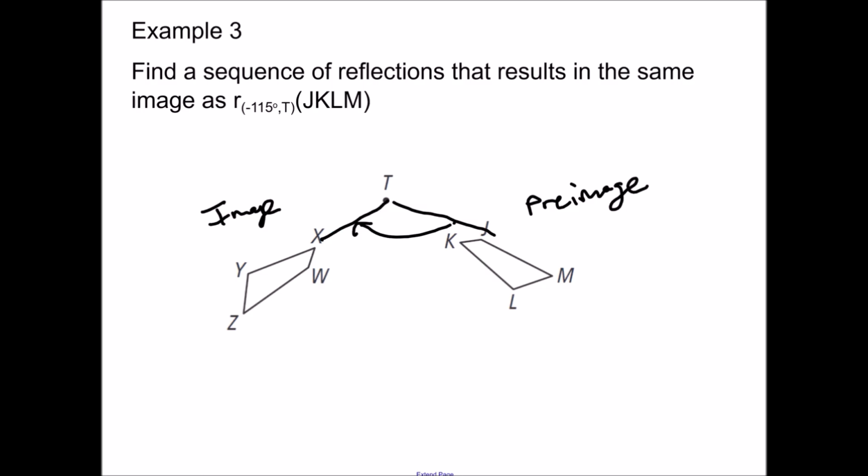However, we want to figure out, well, how can we consider this as two reflections? Okay, so we know it's a rotation of negative 115 degrees, so this is clockwise. And so how would we consider it to be a reflection? Well, first off, we know that the angle between any of the 2 points, if we were to draw a line from T to a point and then T to the corresponding point, that angle has to be 115 degrees clockwise.